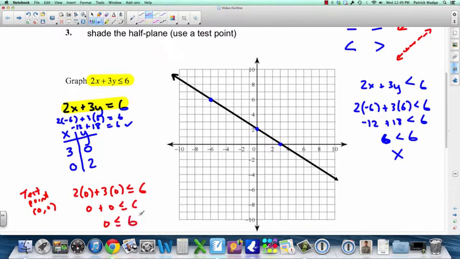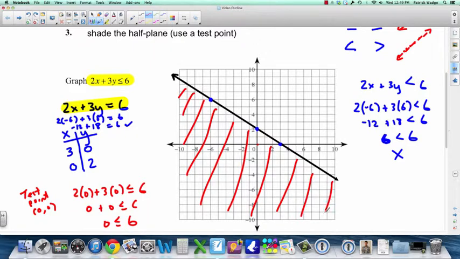Is this true that 0 is less than or equal to 6? Yeah, that's absolutely true. 0 is less than 6. So this point worked, and if this point worked, it means every single point over here works. So the way that I shade it, because I don't like to sit here coloring it for 10 minutes, is I do this.